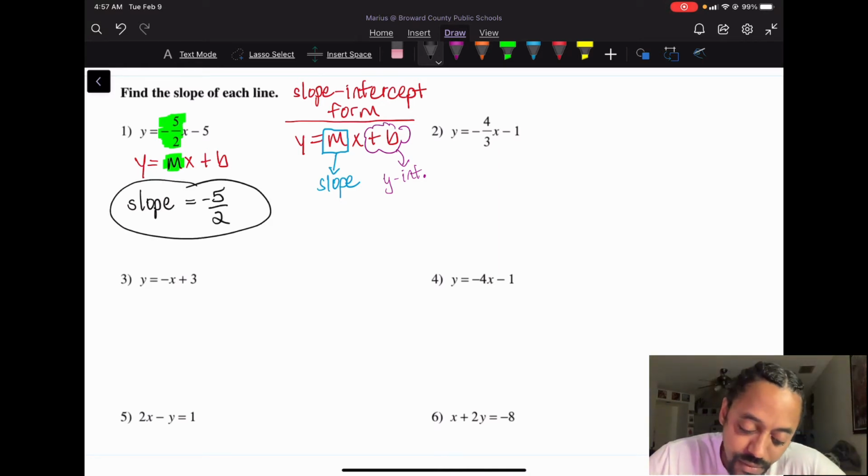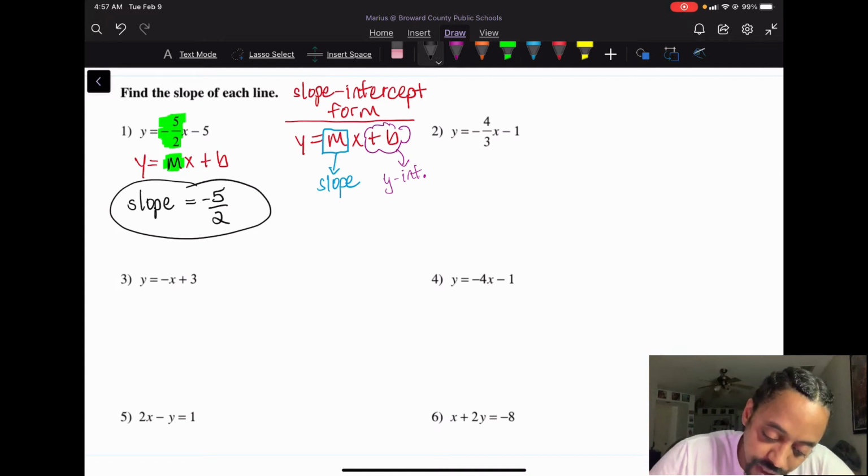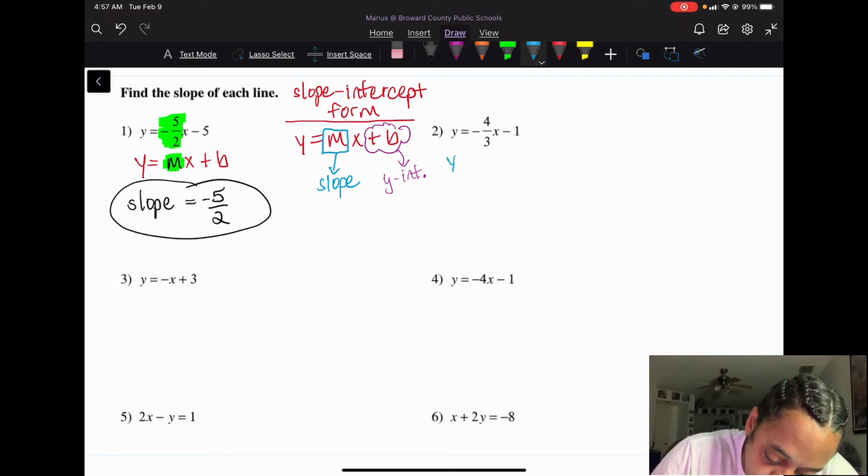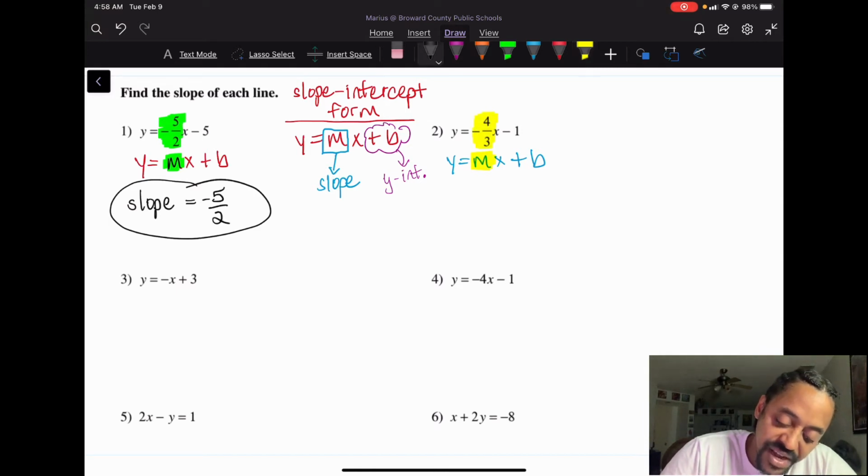All right, let's take a look at number two. Once again, I'm gonna write y equals mx plus b. We know that the slope is the coefficient of the x term, and in this equation, the coefficient of the x term is -4/3. So slope is equal to -4/3.